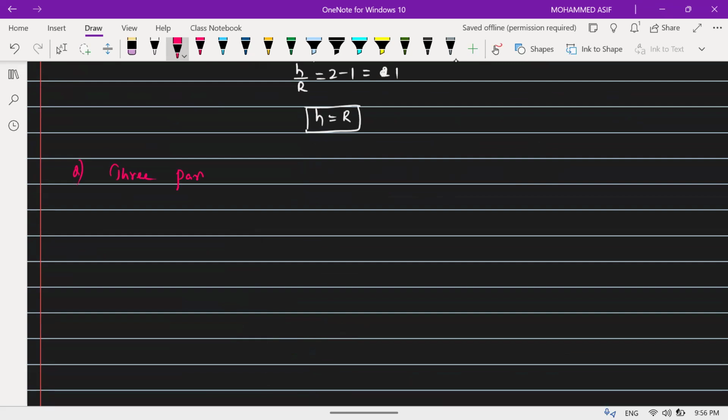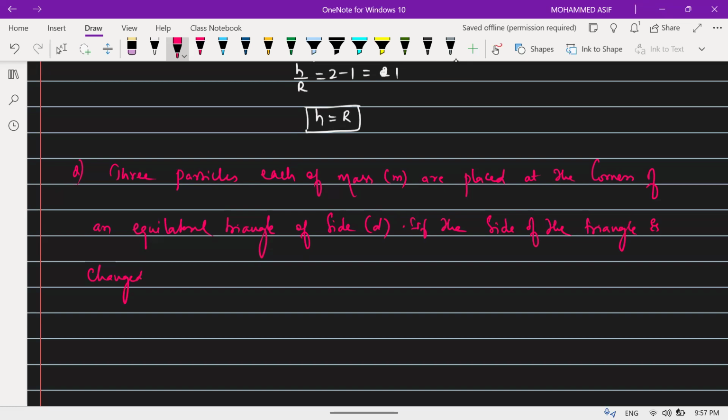Three particles, everyone try this. Three particles each of mass m are placed at the corners of an equilateral triangle of side D. If the side of the triangle is changed from D to 2D, then work done on this system is, let's try. Good question.